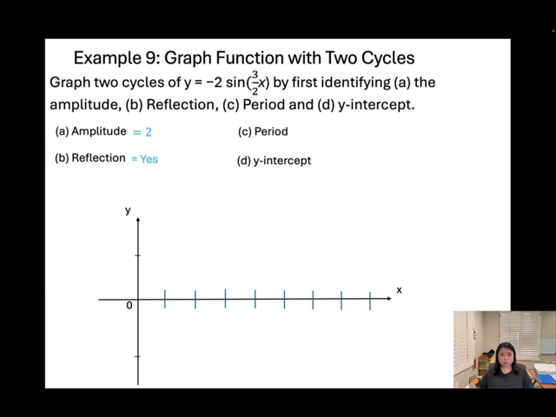Period. So that will be 2 pi over B. Your B will be 3 over 2. Simplify it. You're going to get 4 pi over 3. Y-intercept. Since this is a sine curve, that will be 0, 0. Okay, on the graph, I will have 2 and negative 2 here. And then I'm starting with 4 pi over 3.